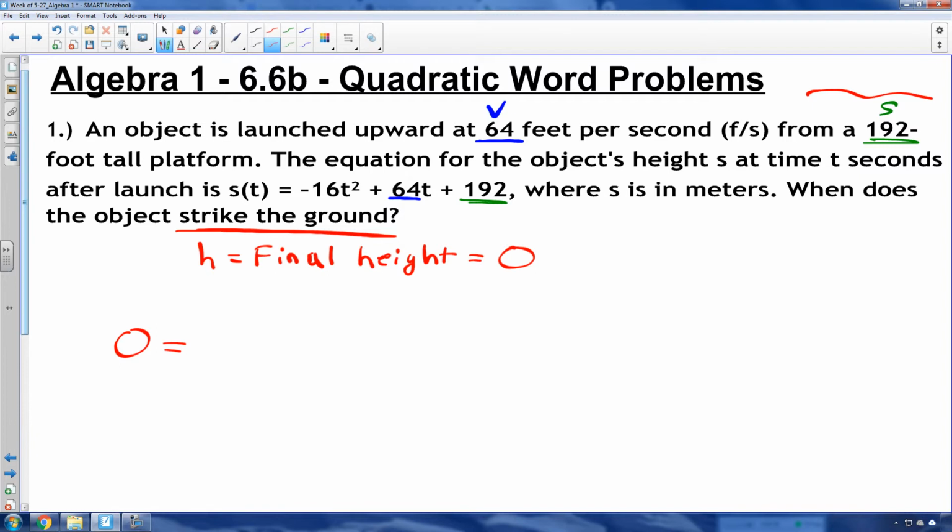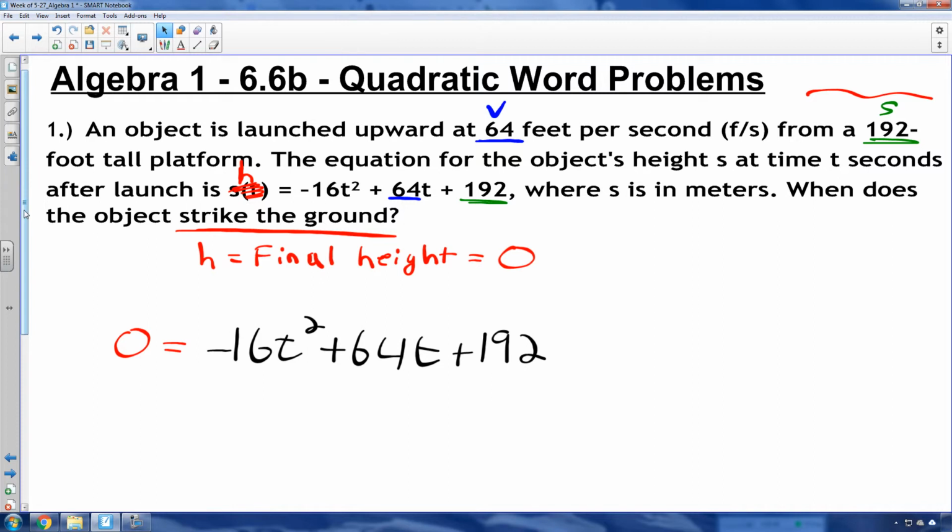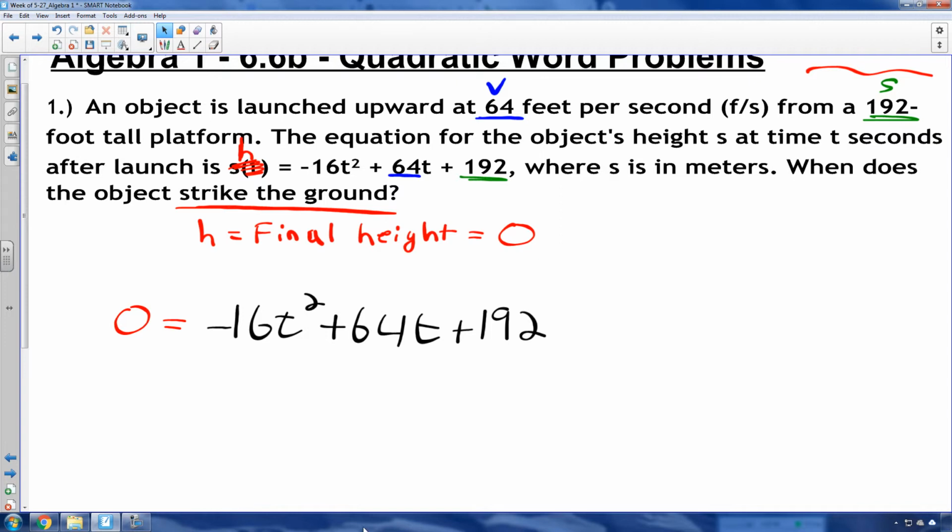I'm just going to say that the final height, which actually shouldn't really be S of t, in our notes we've been putting as h. So if you want to change that to h, that's fine. So height is equal to negative 16t squared plus 64t plus 192. I would encourage you to pause the video and try to solve that equation for time. Try to find the times that will satisfy that equation. Try to factor it, set it to 0, and so forth. So pause the video and give that a try.